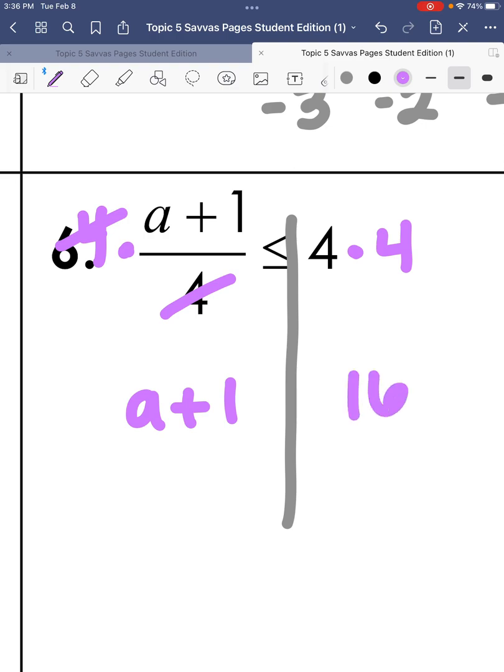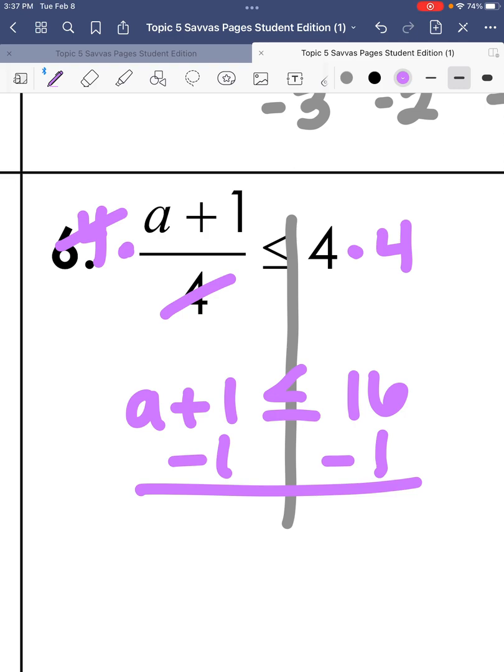But what is going on with my inequality symbol? Did it need to flip? No, I multiplied by a +4, so it stays the same, less than or equal to. Now to get that A by itself, how do I undo adding 1? Well, I subtract 1. So I subtract 1 on both sides. On the side with the A, my 1's cancel out. A is by itself. On the other side, 16 minus 1 is 15.